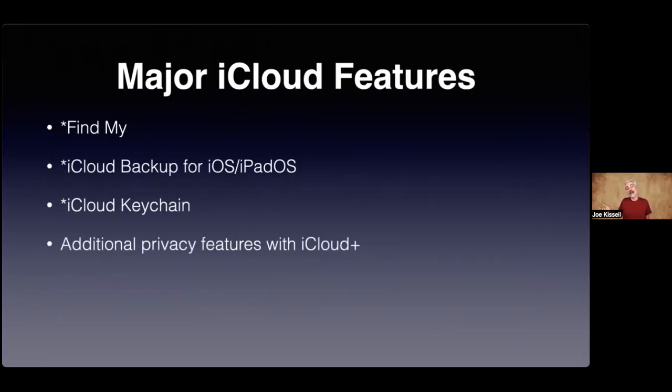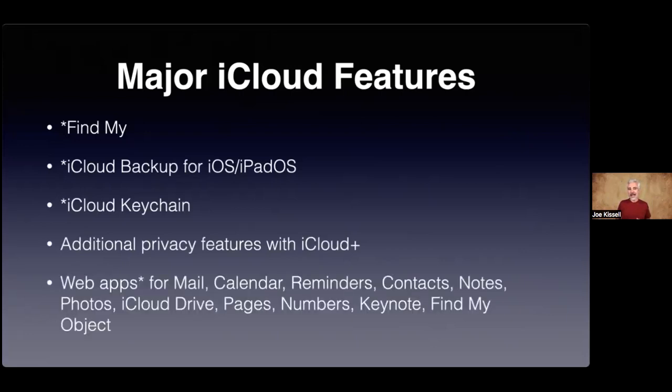And then there's this thing called iCloud Plus, which we will talk about. And that's where you pay Apple money for some extra features. And those include more storage space, plus a bunch of other things. And some of those other things that you get with iCloud Plus are specifically privacy enhancing features. So we'll talk about some of those. And then another asterisked item there is all these web apps on iCloud.com. Yes, you can check your email there, and you can find your object there, and you can use Pages there. We don't have time to get into the web apps today.